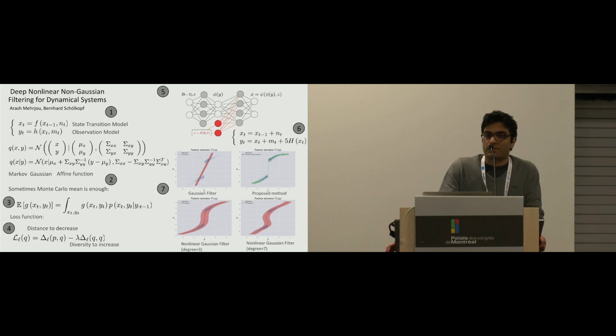Normally, Gaussian filtering is used more often, and its limitation is that the posterior is Gaussian, and also the mean of this Gaussian is an affine function of the measurement. So we tried to lift these two limitations by using the architecture shown in section 5, and also by optimizing the loss function shown in section 4 with end-to-end training.